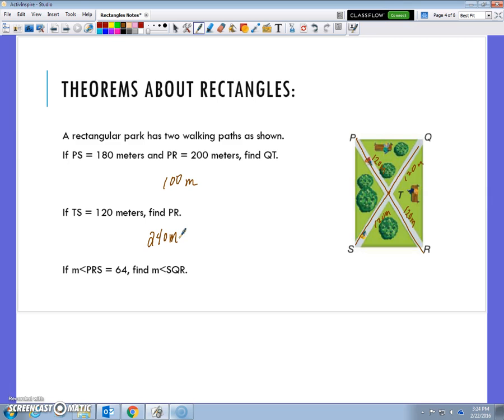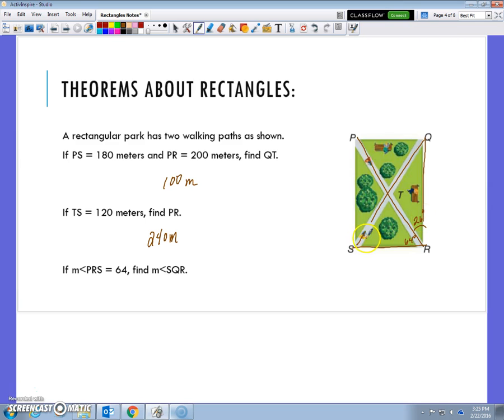If angle PRS is 64, find the measure of angle SQR. So if angle PRS is 64, and we need to find SQR, there's a relationship here. This guy is 64, and I know this is a total of 90 degrees. I know that this guy right here must be, let's see here, 26 degrees. All right. So what I have here is 64 and 26.